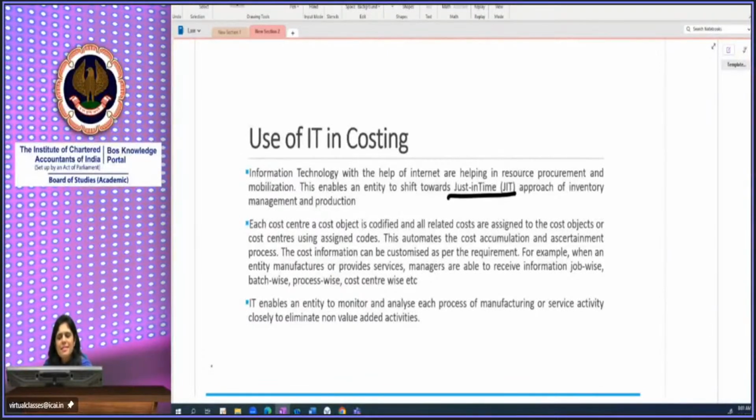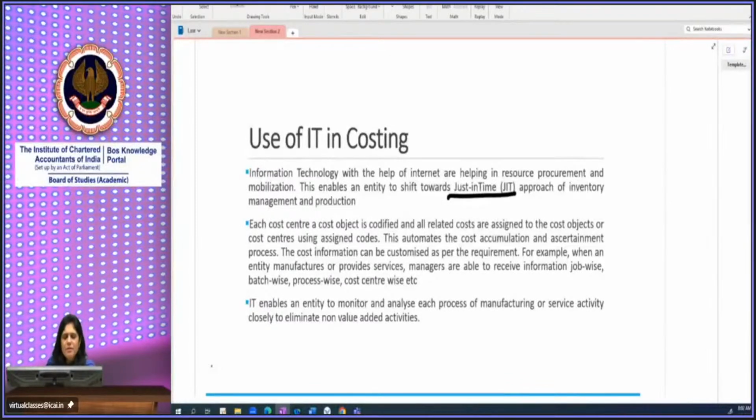All related costs are assigned to the cost objects and cost centers using assigned codes. So whatever cost is coming, give it to code 11. Whatever costs are coming, they are just assigned to the products which are given different codes. So the entire department is working on codes. This automates the cost accumulation and ascertainment process. The cost information can be customized as per the requirement. For example, when an entity manufactures or provides services, managers are able to receive information job-wise, batch-wise, process-wise, cost center-wise. So when you have the coding system, it's very easy to generate information, right?